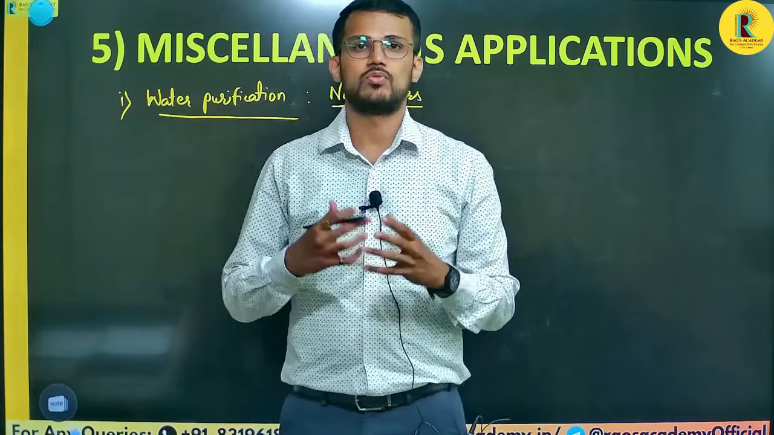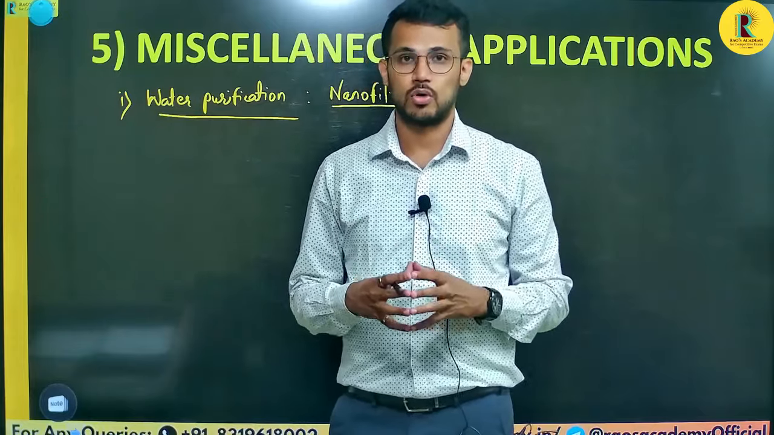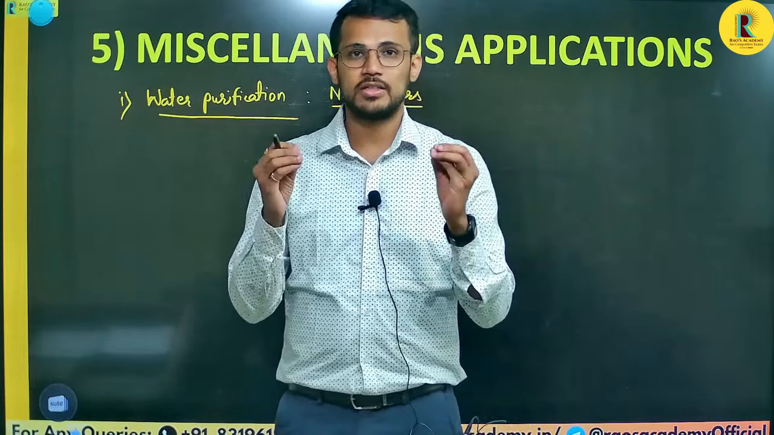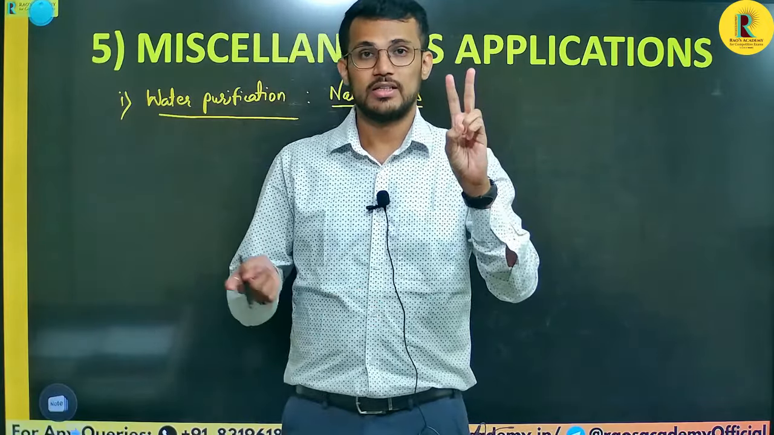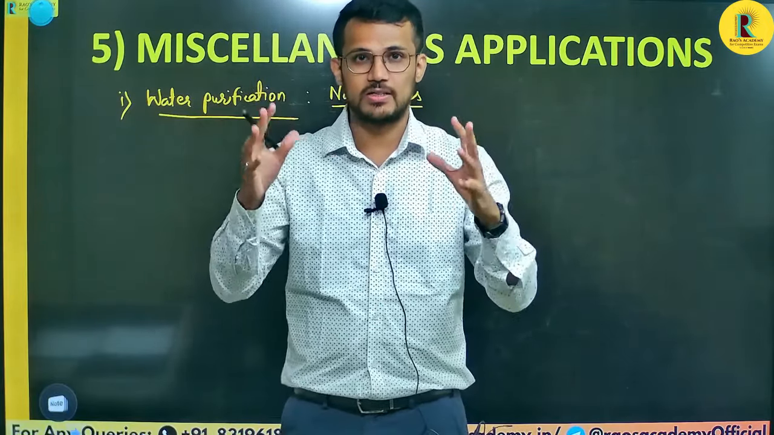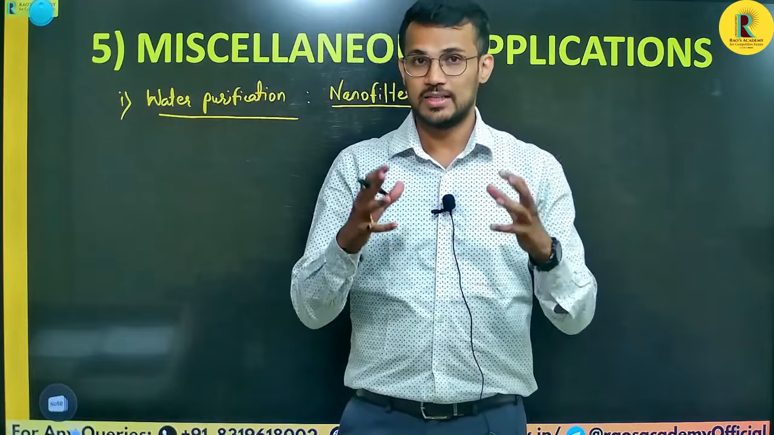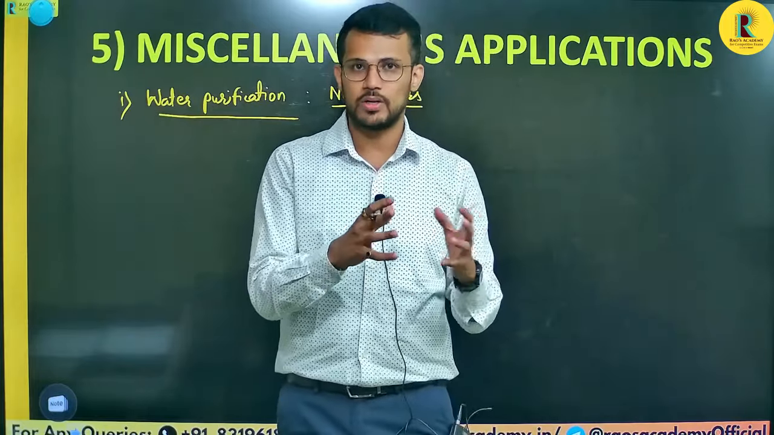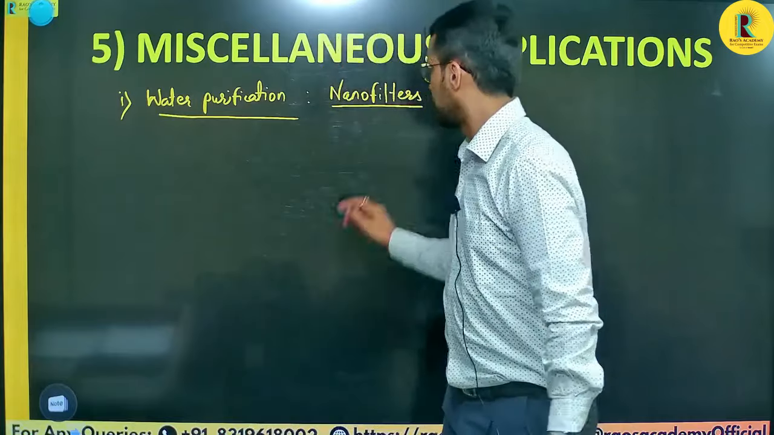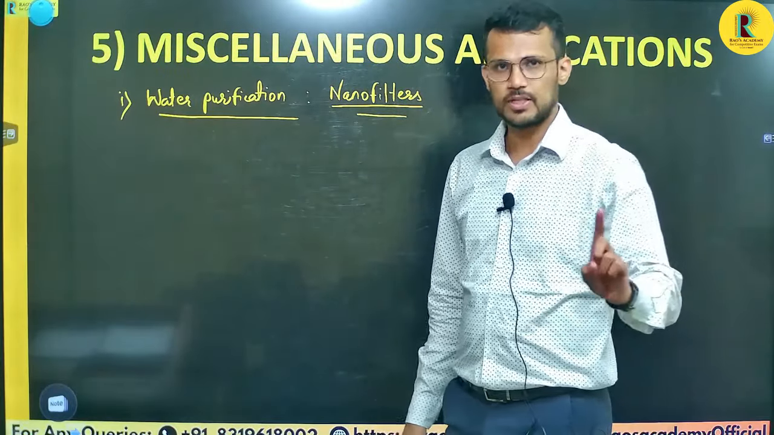Fine. And this is especially important for countries like India, because in India we use reverse osmosis equipments, RO equipments, for the purification of water. But RO equipments consume more water. To produce 2 liters of water, these RO equipments waste 8 liters of water. And that we cannot afford in a country like India, and hence instead of using RO equipment, what we can use? Nanofilters. That is one.